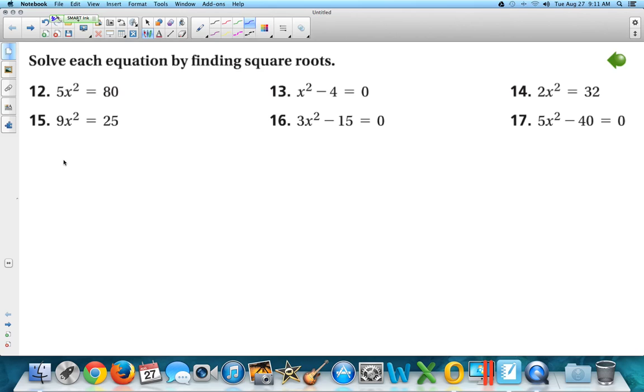All right, next is number 15. So I get 9x squared equals 25. This is a good example because it doesn't work out nice and pretty necessarily. I need to divide both sides by 9. So I can get rid of that. So x squared is 25 over 9.